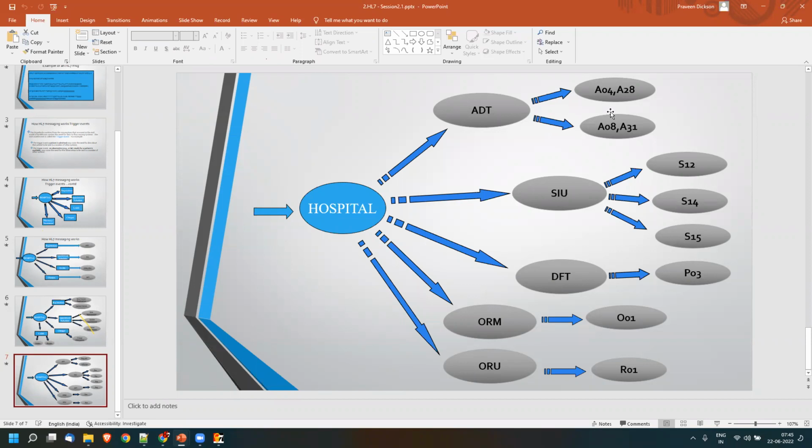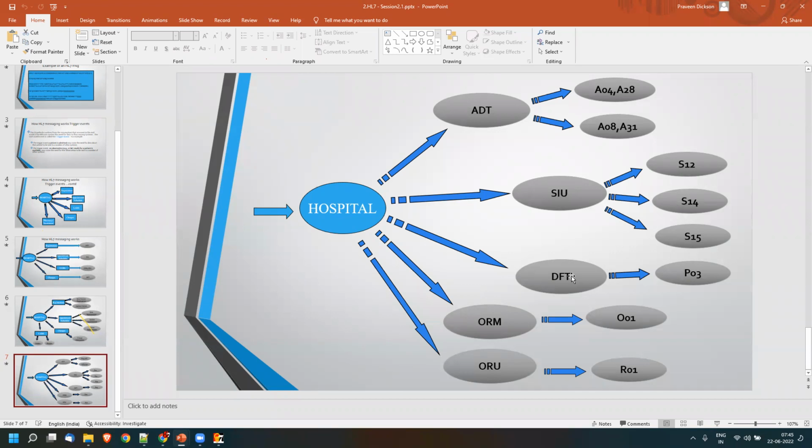What are the things that we do when we are importing data into the system using an ADT message? And we will follow the same cycle for each message type. Then we will jump on to SIU, take a look at the HL7 message structure for SIU, understand functional aspects as well as integration aspects of SIU message.